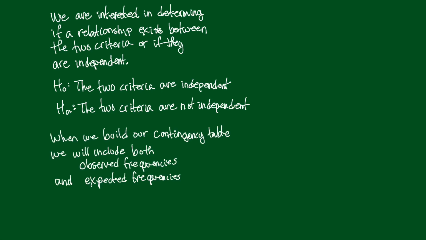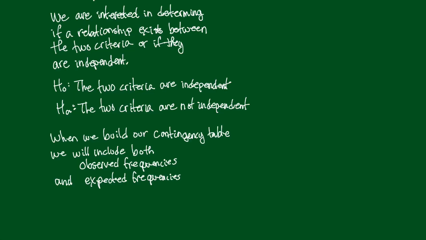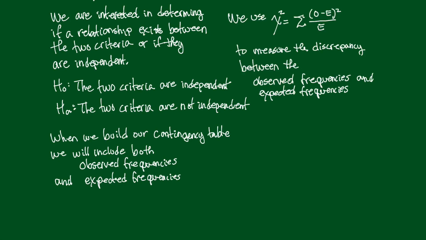So we're going to build a contingency table, and as we do, we will include both the observed frequencies and expected frequencies. If I look at my table here, in each row and column I'm going to have observed frequencies and expected frequencies. And then we want to measure the discrepancy between the observed values and the expected values. We're going to use this chi-square statistic to measure the discrepancy between what we observe and what we expect.